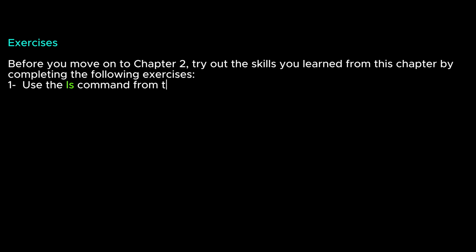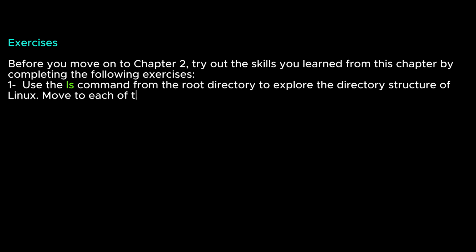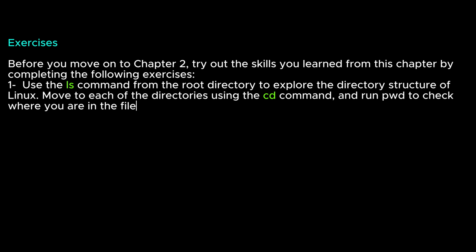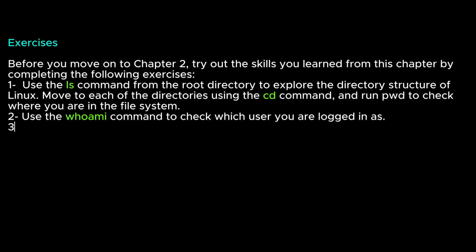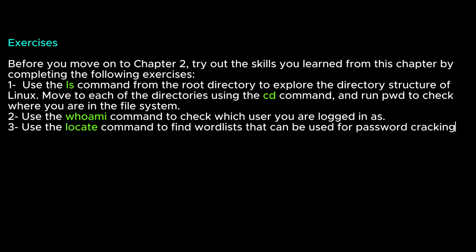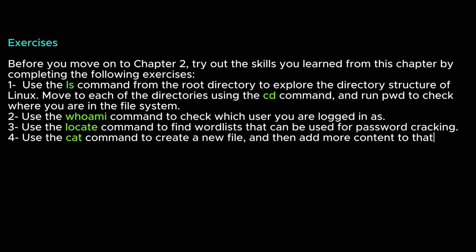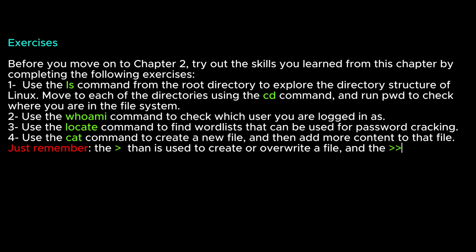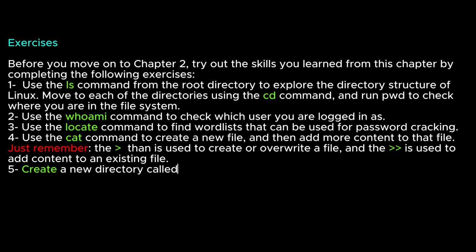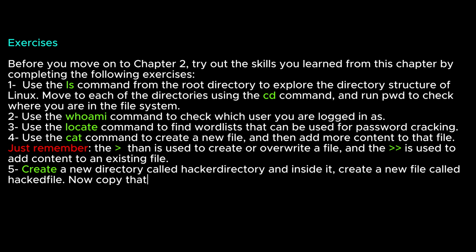Exercises. Before you move on to Chapter 2, try out the skills you learned from this chapter by completing the following exercises. 1. Use the ls command from the root directory to explore the directory structure of Linux. Move to each of the directories using the cd command and run pwd to check where you are in the file system. 2. Use the whoami command to check which user you are logged in as. 3. Use the locate command to find word lists that can be used for password cracking. 4. Use the cat command to create a new file, and then add more content to that file.